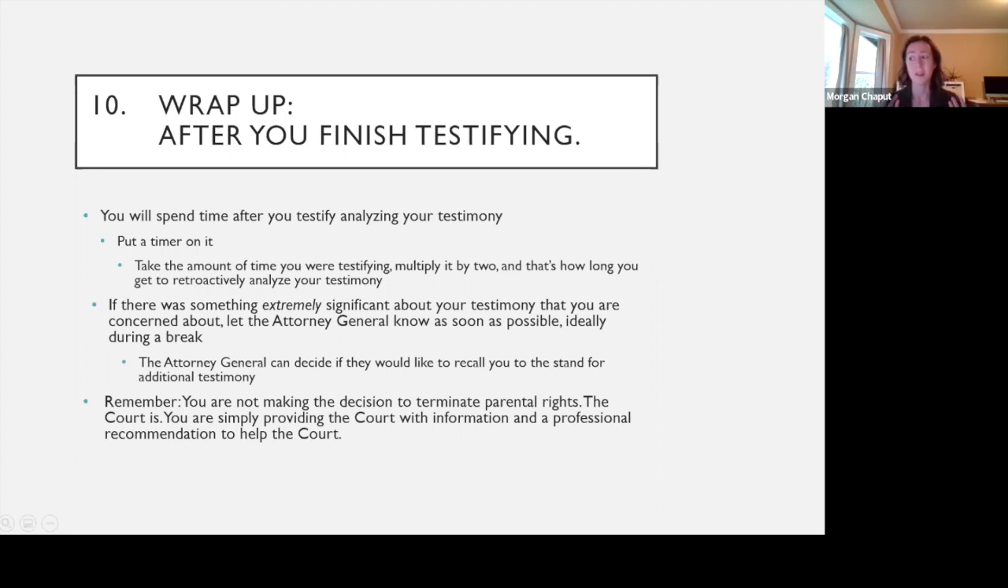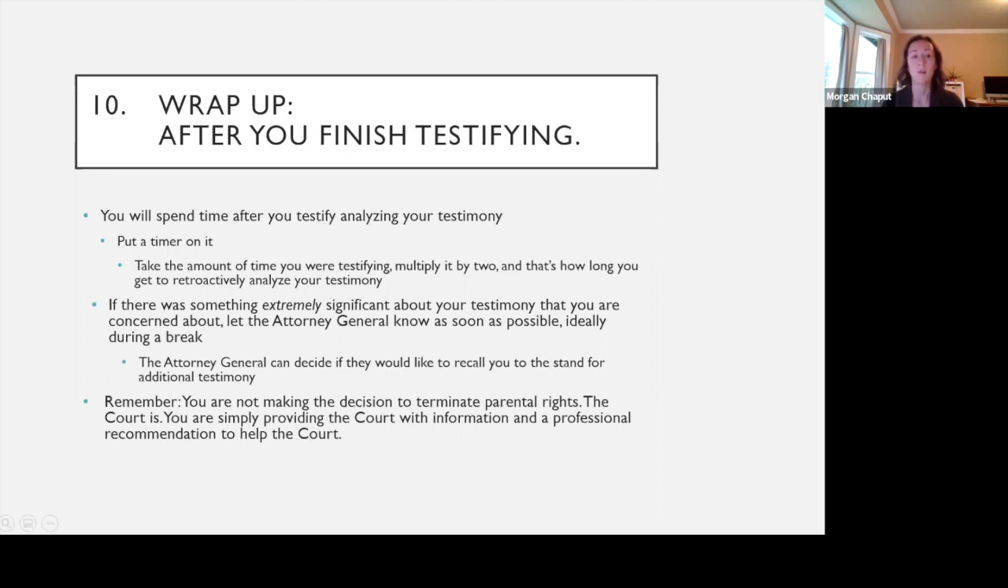This is a serious decision. This is really weighty, especially if it's contested and the parents are there and it's very involved. It's a very serious topic that we're dealing with, terminating parental rights. But again, you're not the one making this decision. That's entirely on the court. All that you're doing is providing information and that recommendation.